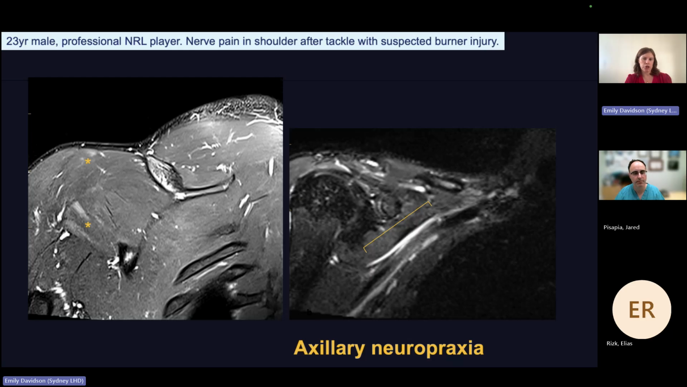This was a professional rugby player, and we can see on the large field of view, we've got some patchy areas of denervation and a long segment of signal hyperintensity and some fascicular enlargement of this axillary nerve, but without any discontinuity. So we suspected he had a neuropraxic injury.